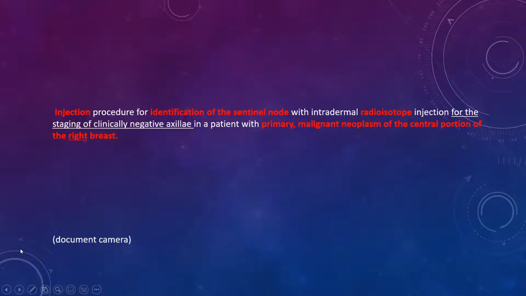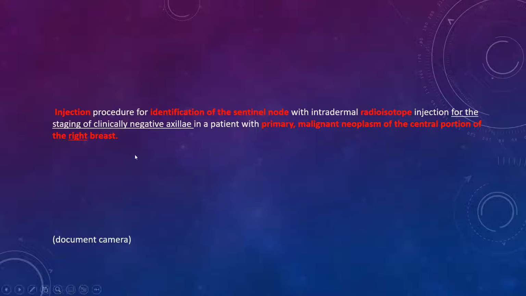Okay, so let's pull out what is most important here. We know we're looking at an injection, and we know the purpose of that injection is to identify this sentinel node. We don't necessarily need to know what that means, but we know node is probably going to be related to lymph node, correct? And so it's an injection to identify a specific node, and it includes a radioisotope. A radioisotope would indicate to us that it's radioactive. So it's some kind of marker or some kind of radioactive substance that's helping us identify this specific node in the patient.